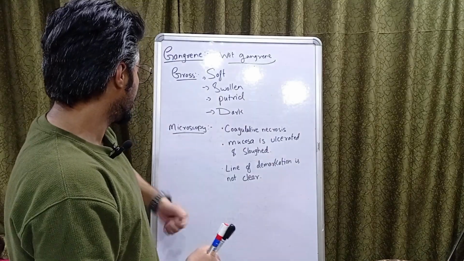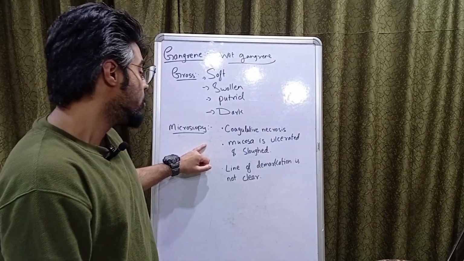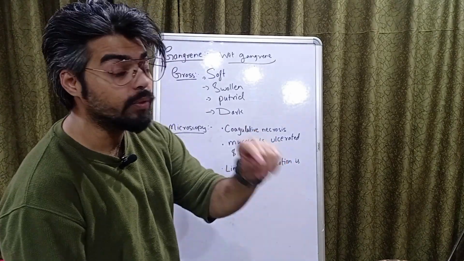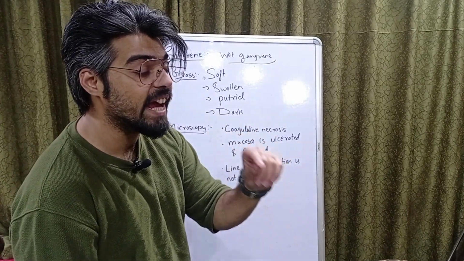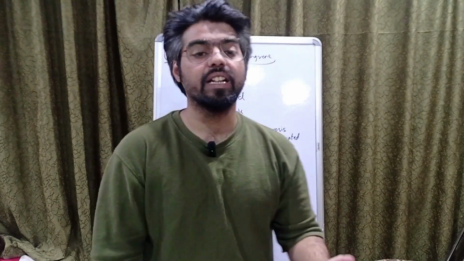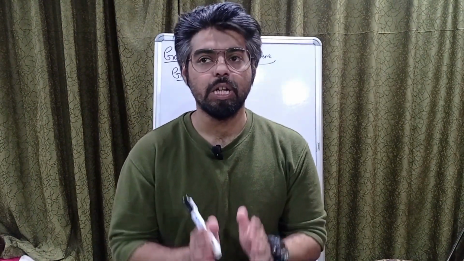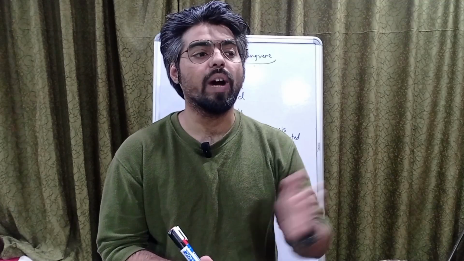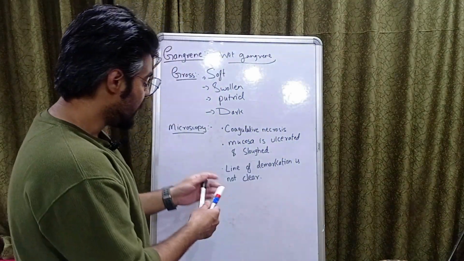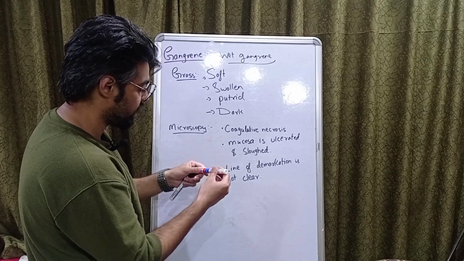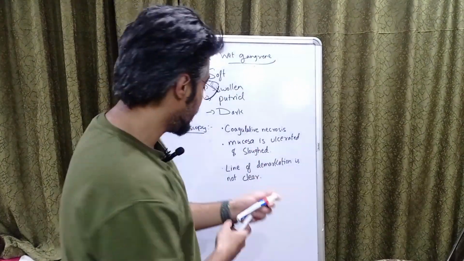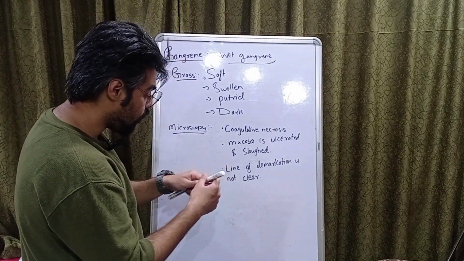Now microscopy: what you will find is coagulative necrosis. The mucosa will be sloughed and ulcerated. And the most important thing in wet gangrene is that the line of demarcation will not be clear between the affected part and the viable, non-affected part.